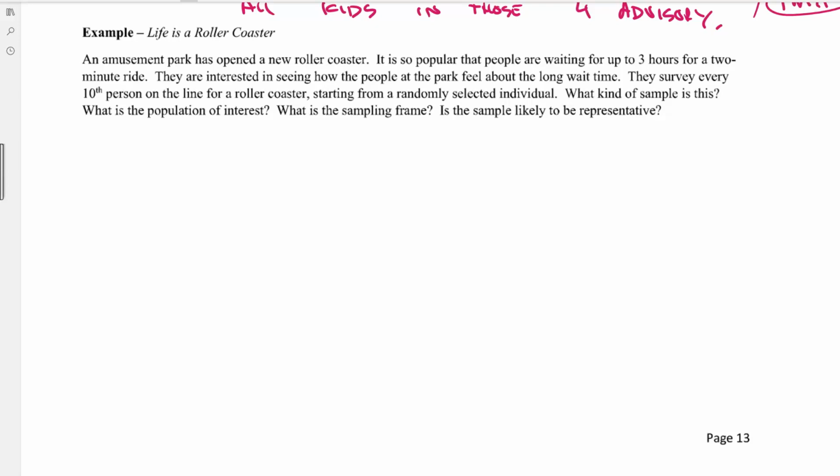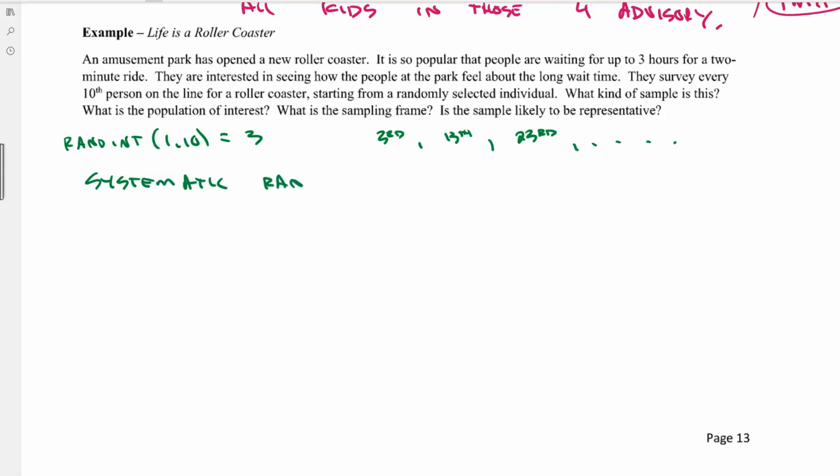So they started at a random spot. Maybe they'll do a randInt 1 to 10, and they get a 3. So they take the 3rd, the 13th, the 23rd, etc., all the way down the line. That is a systematic random sample. Is it a good sampling technique? Yes, it's a fine sampling technique. There's nothing wrong with it.